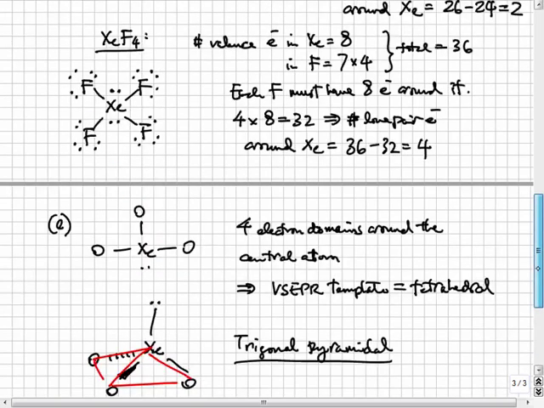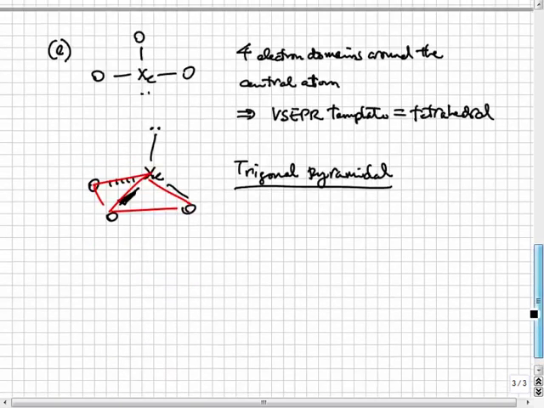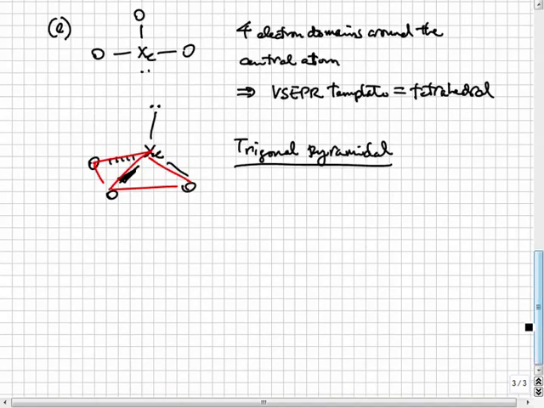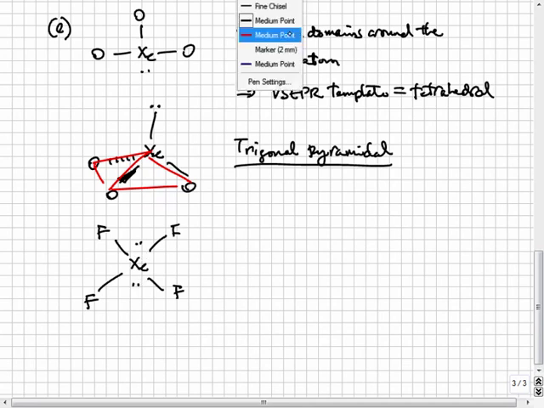For XeF4, from the Lewis structure above, we see that there are 4 single bonds and 2 lone pairs around the Xe atom. Therefore, there are 6 electron domains around the central atom, and the correct VSEPR template is octahedral. For this, we must have sp3d2 hybridization.